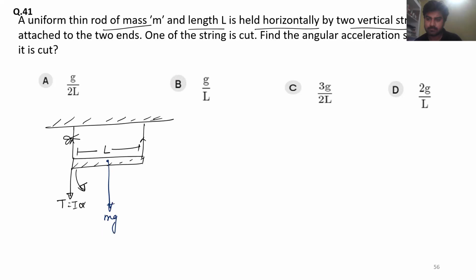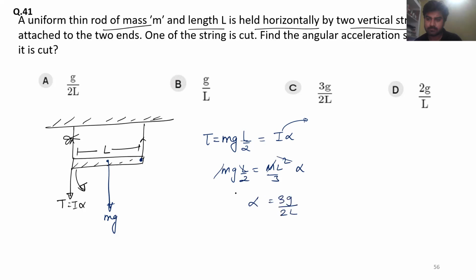Mg is acting just at the center. So the torque will be equal to mg, which is force, into length L by 2, is equal to I alpha. What is I? Moment of inertia of rod about this hinge point. It is ml square by 3. So I'll substitute that also. ml square by 3 into alpha, right? m gets cancelled out, L gets cancelled out. From here, alpha you will get 3g by 2L. Okay, this will be the answer, which is option C, right?